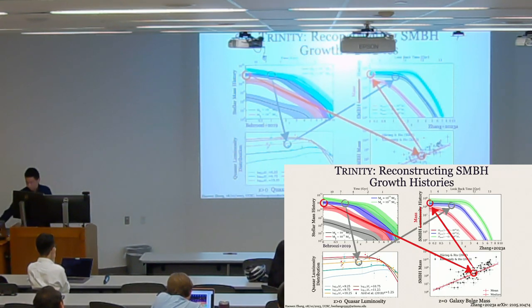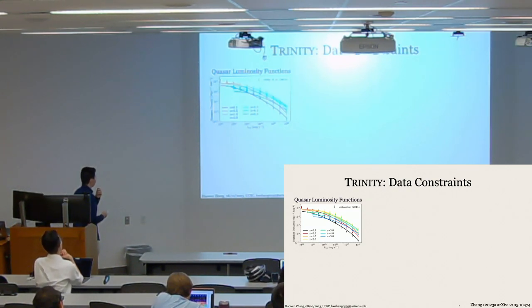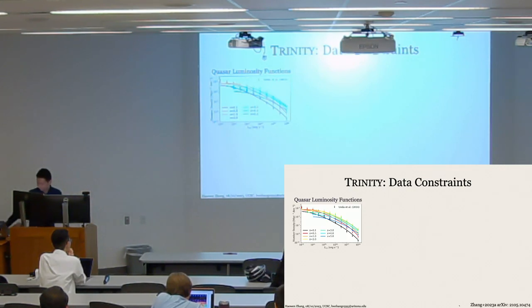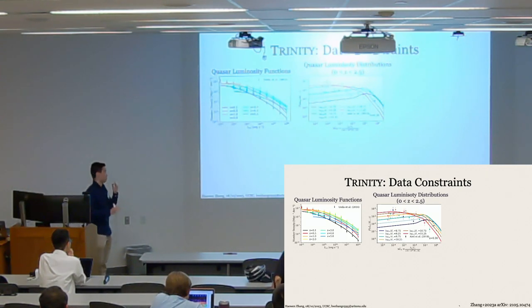So to do that, we have included many data sets, including, in addition to the galaxy data, firstly, some luminosity constraints like total luminosity functions. They tell us how much total energy is given out by all the black holes. And we also use the luminosity distributions of quasars in different galaxies to constrain how this total energy should be contributed by different galaxy populations.